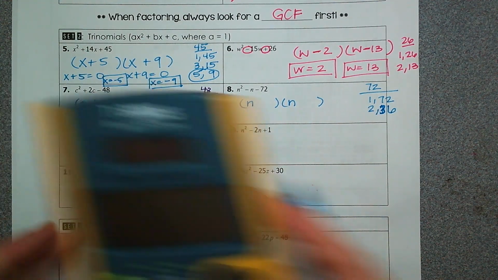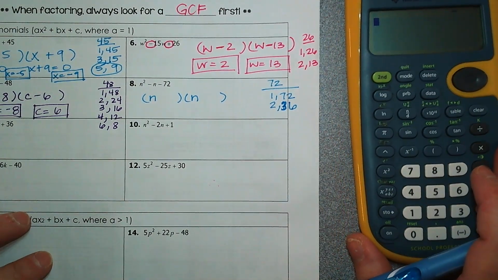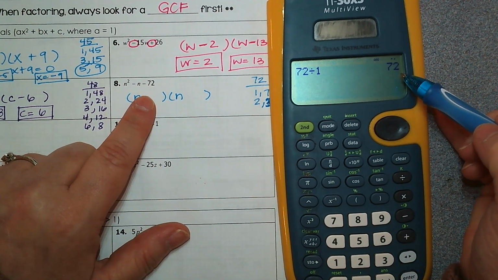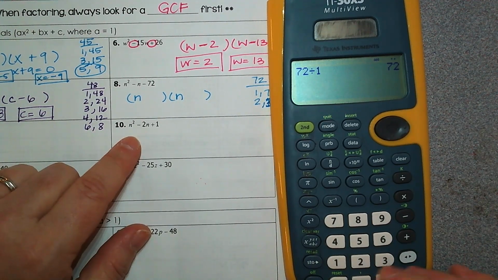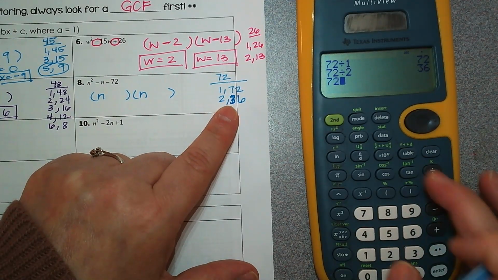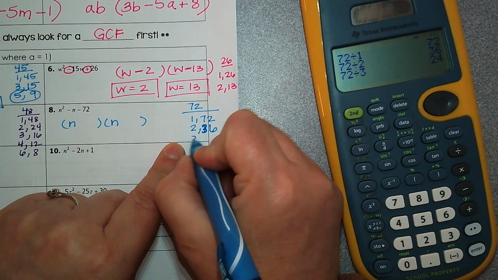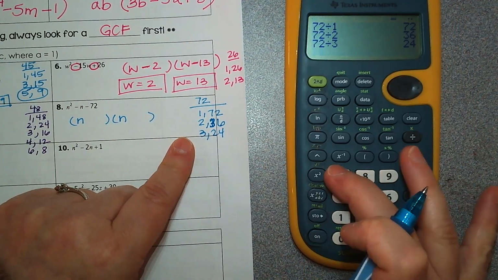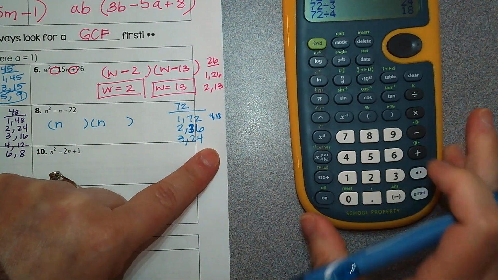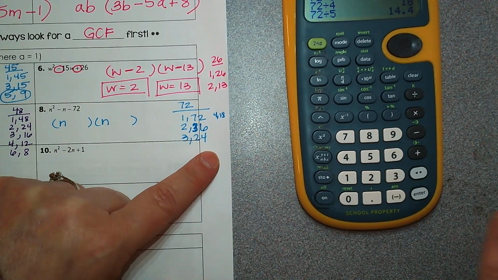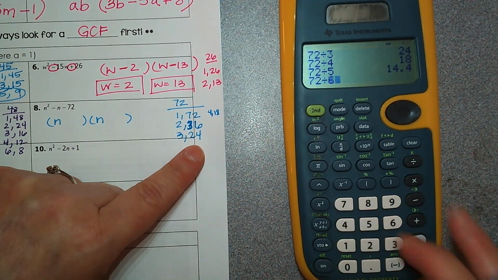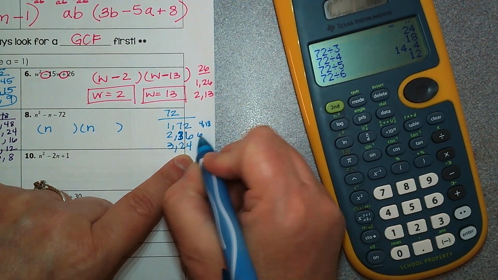Say it again, that would be helpful. Yeah. So with 72, you go 72 divided by 1. If you get a whole number, those two numbers are factors, 1 and 72. 72 divided by 2, 2 and 36 are factors. 72 divided by 3, 3 and 24 are factors. 72 divided by 4, 4 and 18 are factors. 72 divided by 5. If you get a decimal, those are not factors. 72 divided by 6 is 12. 6 and 12 are factors.